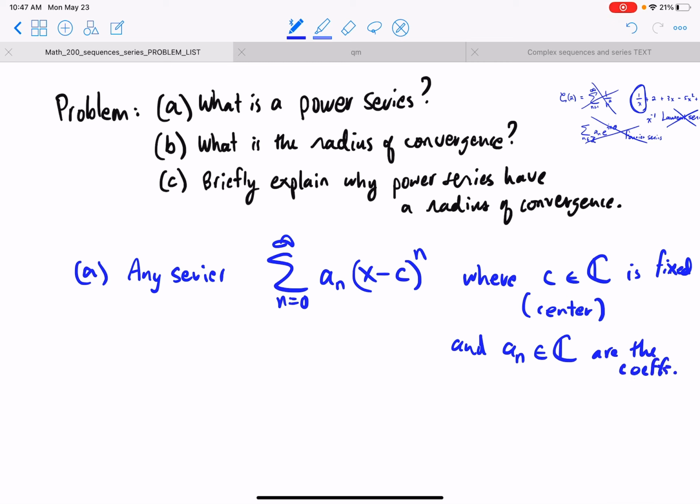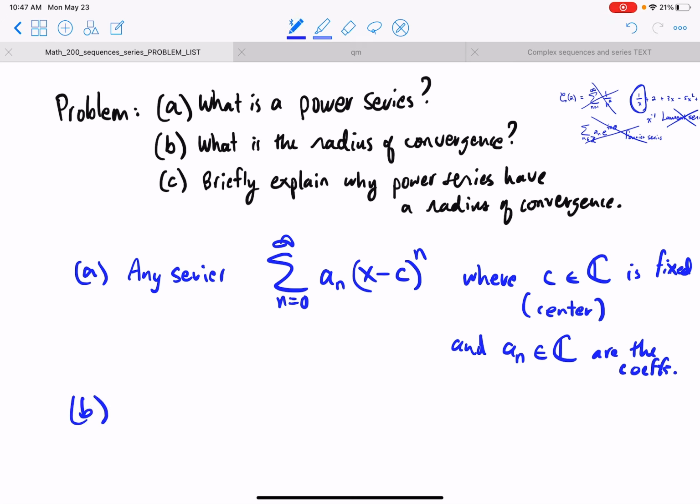Okay, so a power series looks like this. A simple version is when c is equal to 0, then we just get the sum over n equals 0 to infinity of a sub n x to the n. This is not a geometric series because these coefficients can be different each time.